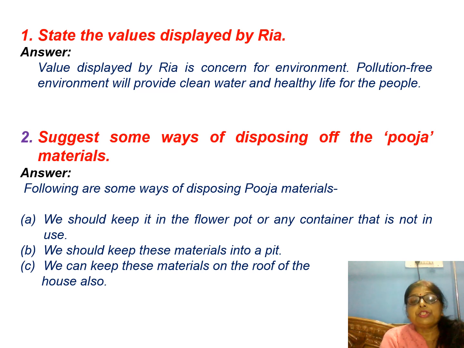First question, state the values displayed by Riya. Whatever Riya shared with her parents, which values are going to be displayed by Riya? This is the question. So you can write here, value displayed by Riya is concern for environment. She was very cautious for environment because pollution free environment will provide clear water and healthy life for the people.